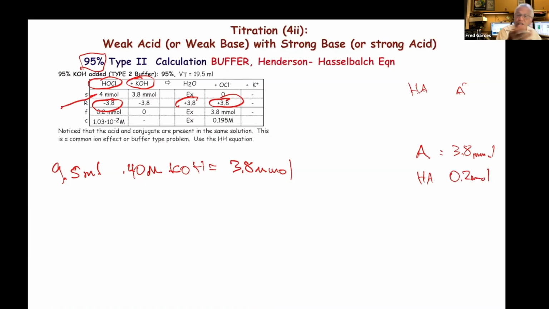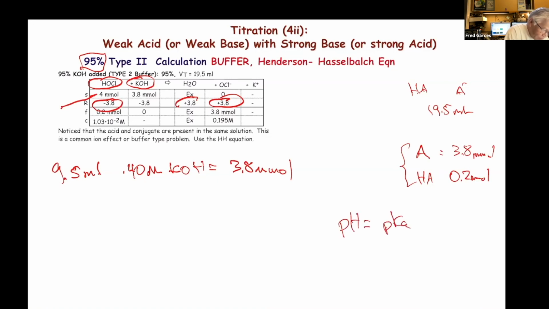It's all sitting in the same volume. That volume would be 19.5 milliliters. Why? Because you had 10 originally and you're now adding 9.5 milliliters of titrant. This is a buffer. Why is it a buffer? Look, they're both present in the solution. I can just go to this equation right here.